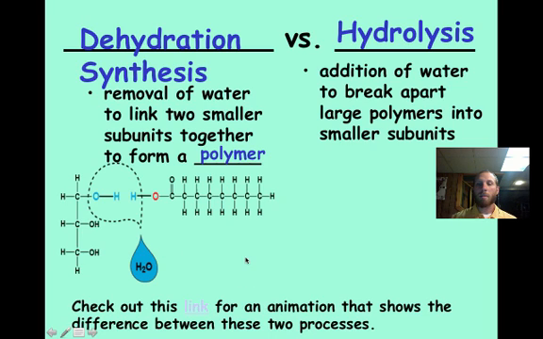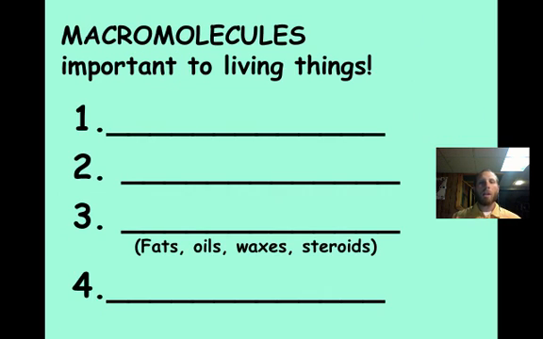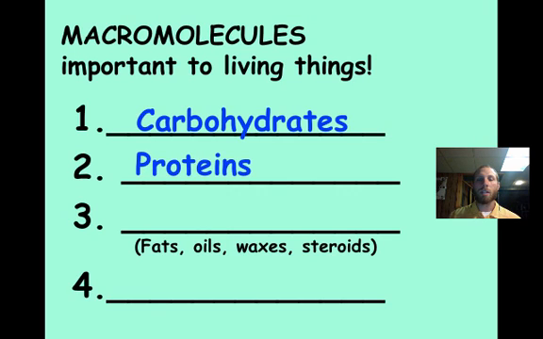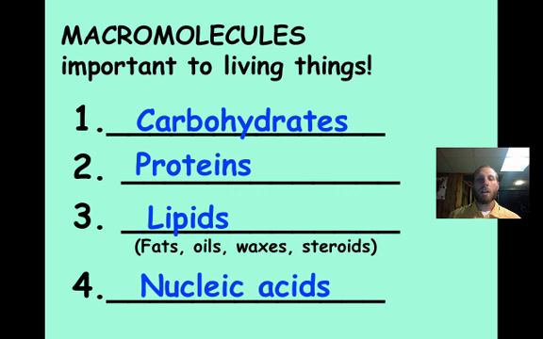The link here at the bottom of the page, if you click on that, shows an animation that highlights the difference between these two processes. Hydrolysis is simply the opposite of dehydration synthesis, where these two hydrogen and one oxygen atom are added back in to a polymer to split it apart into a few monomers. So, macromolecules are very important to living things. There are 4 categories of macromolecules that we will be discussing: carbohydrates, proteins, lipids, and nucleic acids.